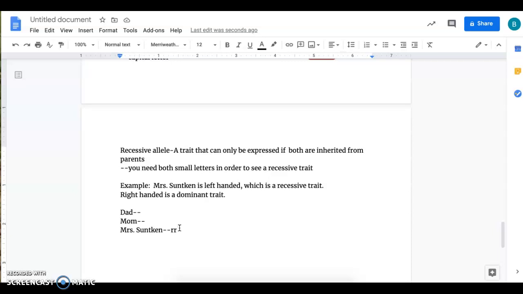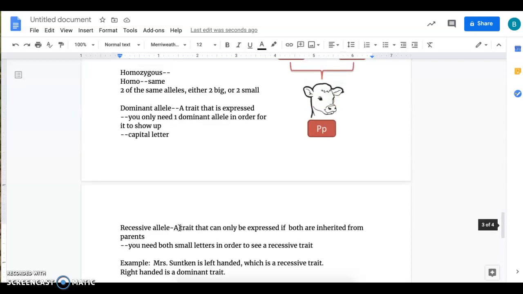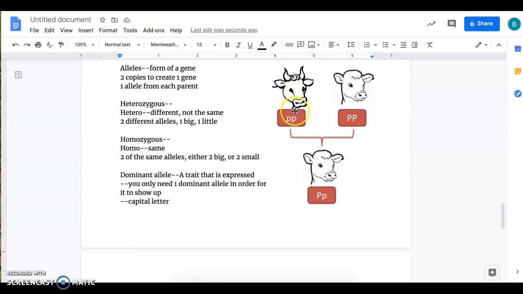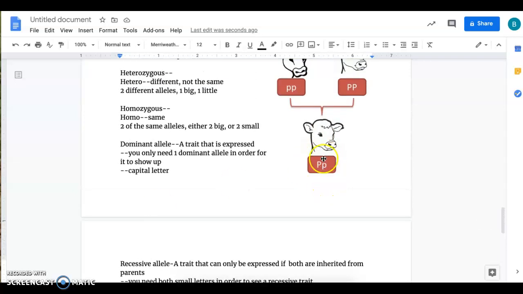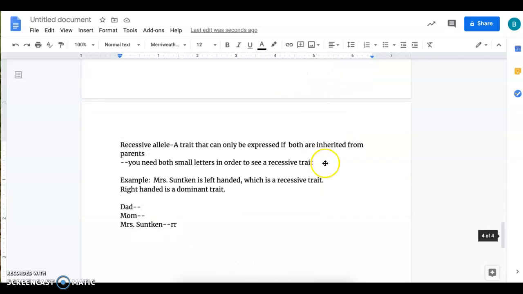Okay, so Mrs. Sunken is left-handed. I have a recessive trait, so I have two little r's. So remember our horns up here, the recessive was two little p's. Same thing down here, two little r's. Now, if both my parents are right-handed, you're probably thinking, how can she be left-handed? Well, both of my parents have a recessive trait, like this guy right here. So instead of them having two capital R's, they have a big R and a little r. So they can pass that down to me.